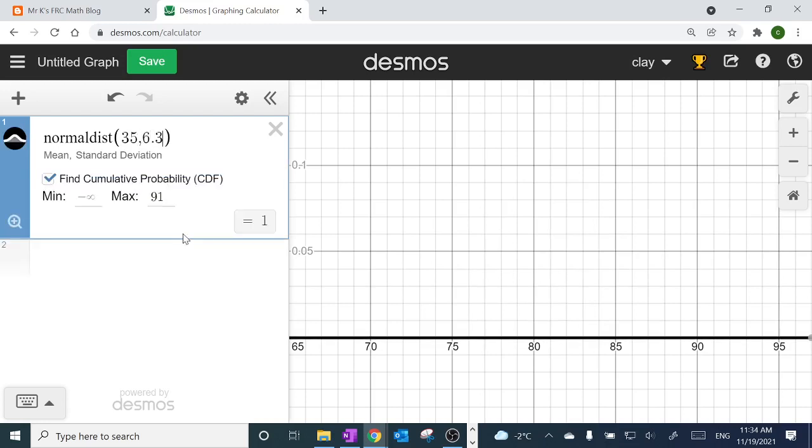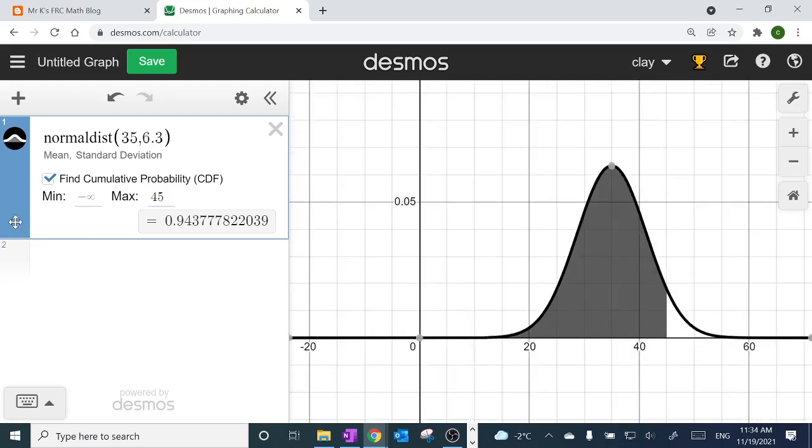And the question I'm trying to answer is, what's the cumulative probability from negative infinity to 45? What percentage of bicycle riders or motorcycle riders are less than 45? And there's my answer. Oh, hey, but where's the graph? Oh, yeah. Change it, and it finds the scale for you. And it's 94.4%.